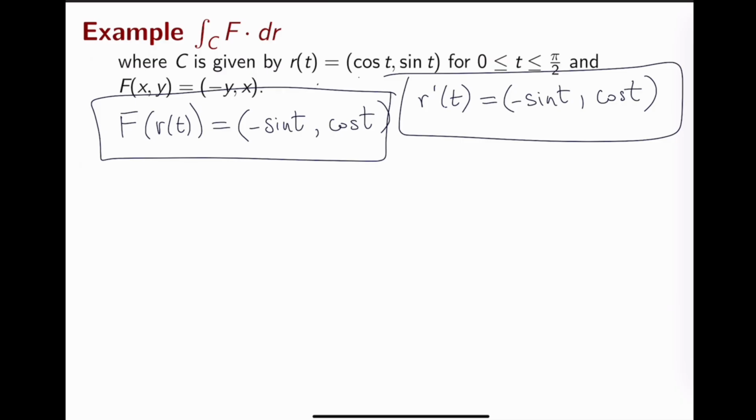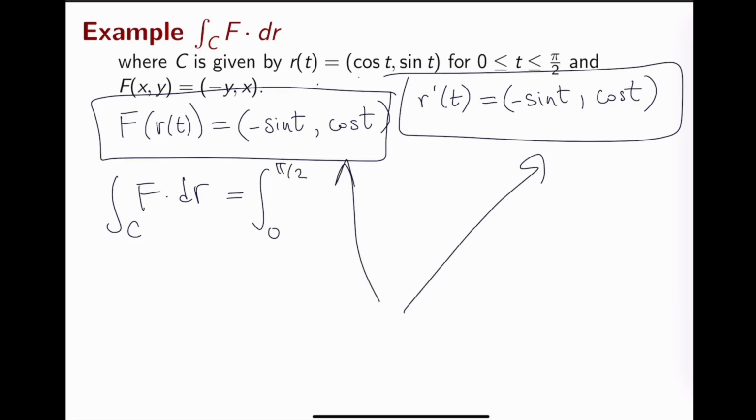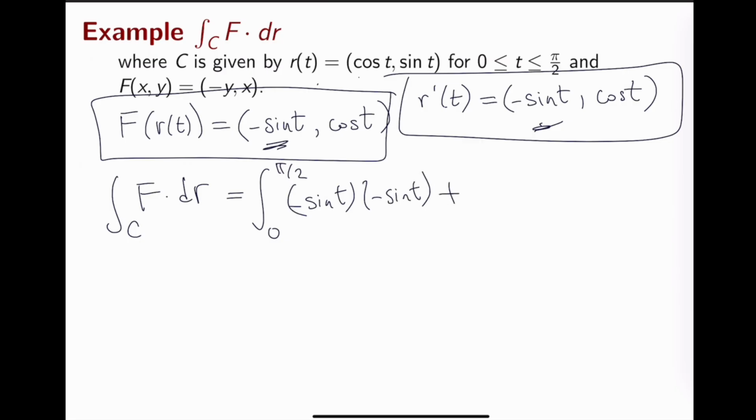So the integral over the curve of the vector field dr is going to be equal to the integral from 0 to pi half of what? Well, the dot product of this with this. So let's calculate this dot product. Remember, dot product means to multiply first with first, in this case minus sine t times minus sine t, plus second with second, in this case cosine t times cosine t.